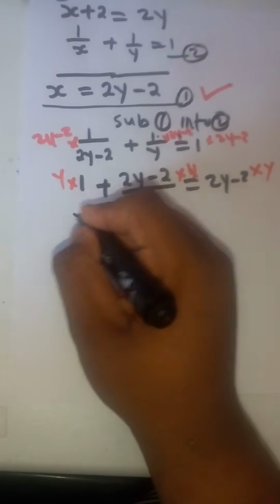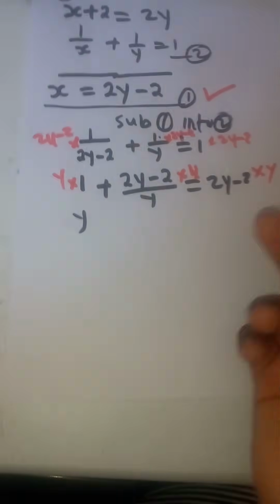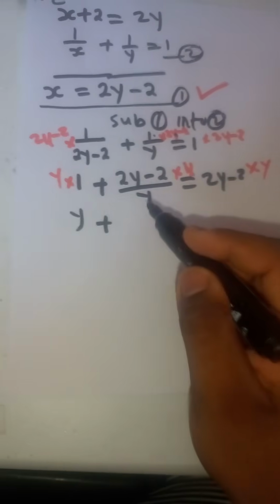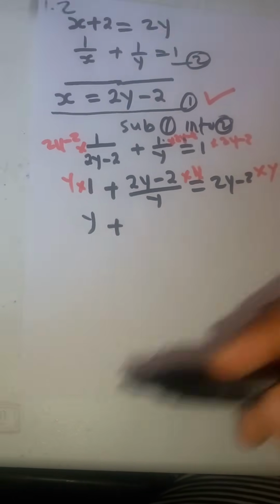So you'll have y, because y times 1 is the same as y. And then plus... remember I said if you are multiplying by the denominator, you'll be multiplying everything by that denominator. So in this case, this y will cancel with that y there. And then now you'll be left with what?